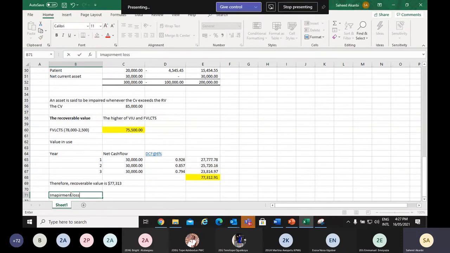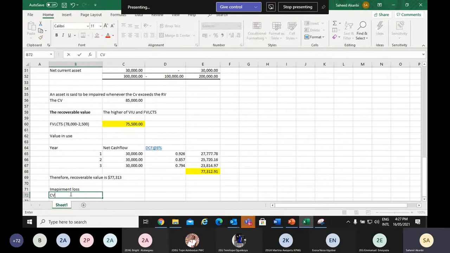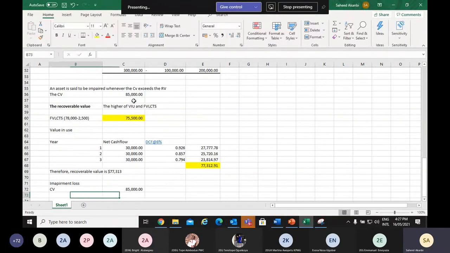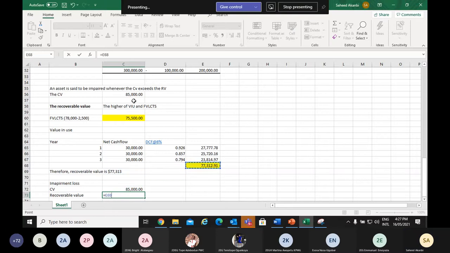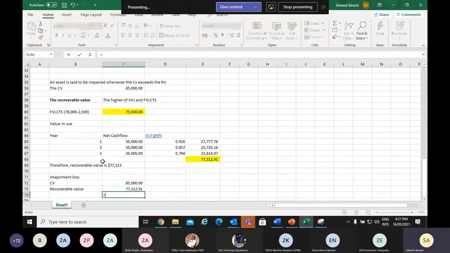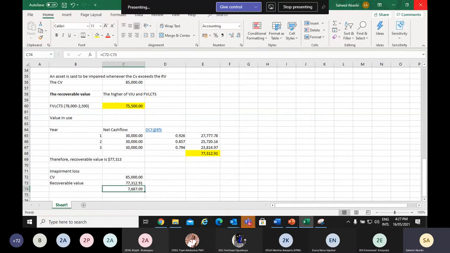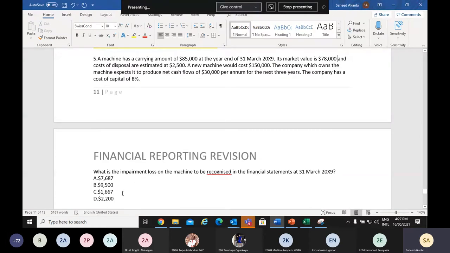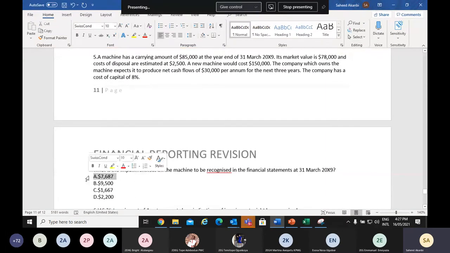So, impairment loss. The carrying value. How much is the carrying value? Carrying value is 85, which is more than recoverable value. So this man minus this man. So what is my impairment loss? 7,685. Let's go back to the question. What's the answer? A for Argentina.